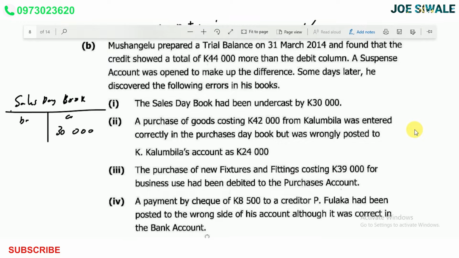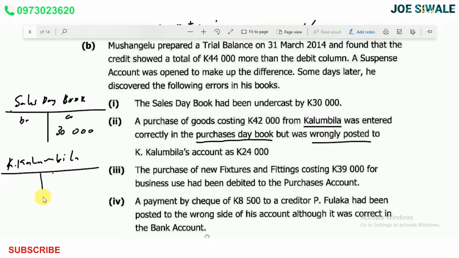Roman numeral 2 reads, a purchase of goods costing 42,000 from K Kalumbila was entered correctly in the purchases day book. So in the purchases day book, it was entered correctly, but was wrongly posted to K Kalumbila's account as 24,000. And since the goods were bought from K Kalumbila, that means that the goods were going out of K Kalumbila's business. So in K Kalumbila's account, we know that it is supposed to have a credit balance there.